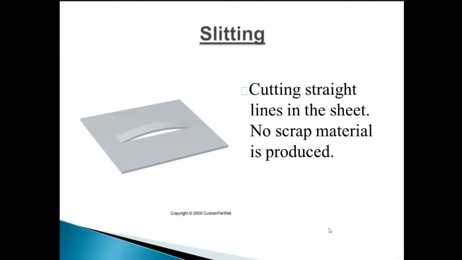That means in that case we have to do some slitting operations. We should not remove or scrap the material. We just give some particular shape to that material. Cutting straight lines in the sheet, no scrap material is produced. That means whatever the sheet metal is, we cut it and give some shape to that material, and due to that, the operation is called the slitting operation.